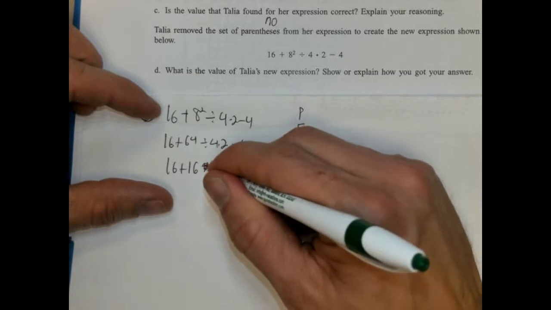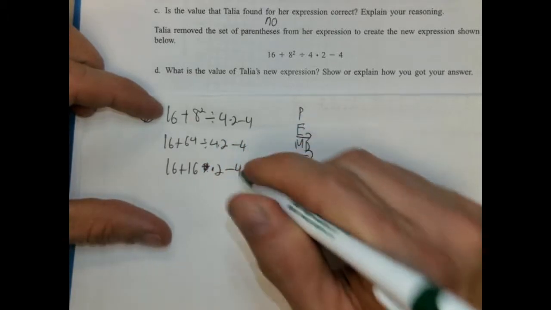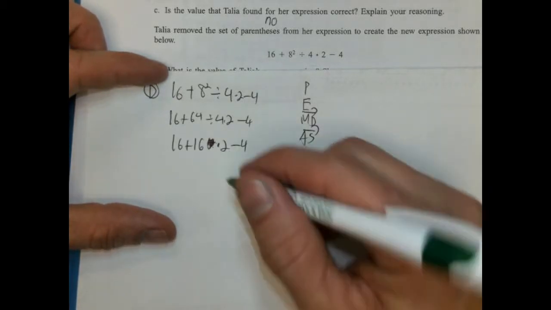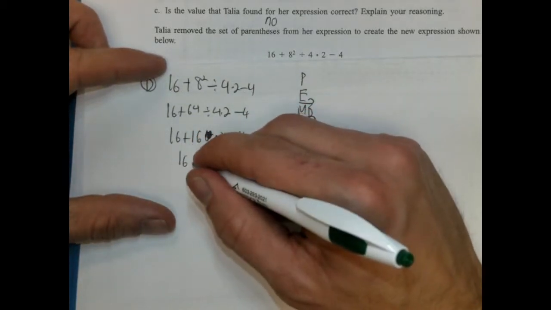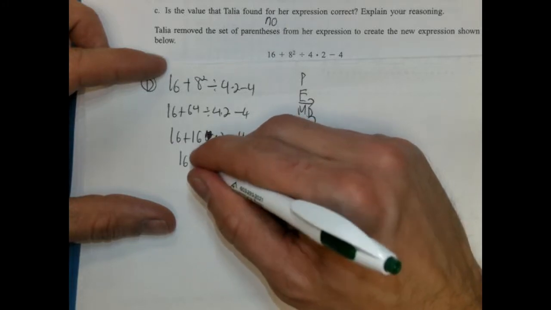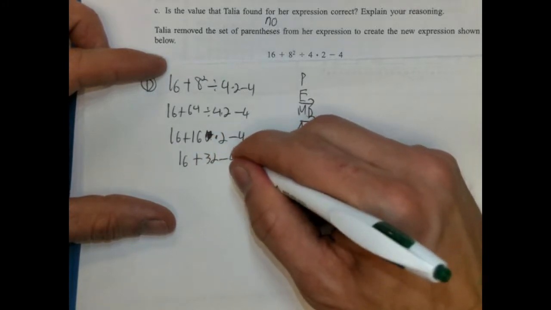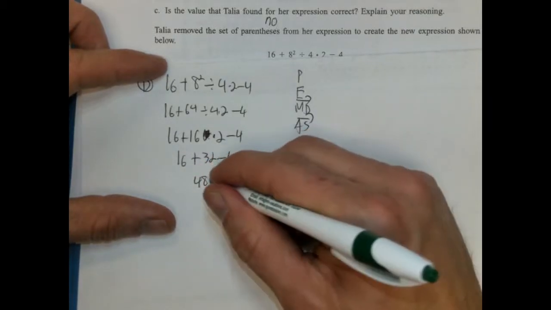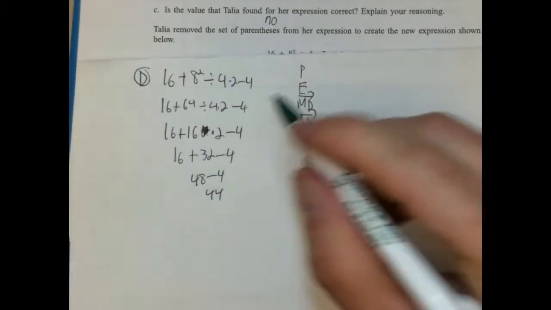times 2. I screwed that up. Times 2 minus 4. Let's get rid of that. So we multiply now. So 16 times 2 is 32. So 16 plus 32 minus 4. And we add and subtract from left to right. So this would be 48. Minus 4 is 44. Let's just double check that.